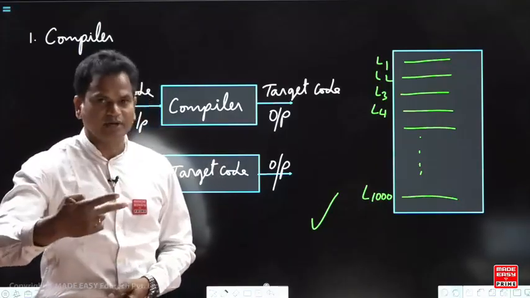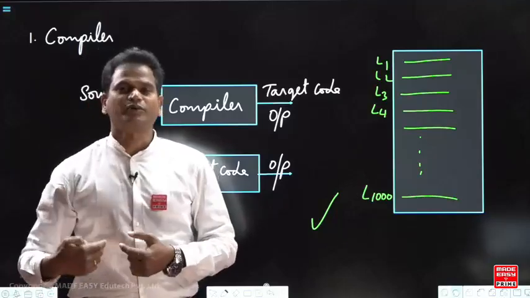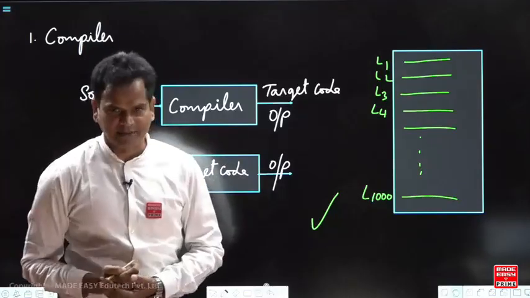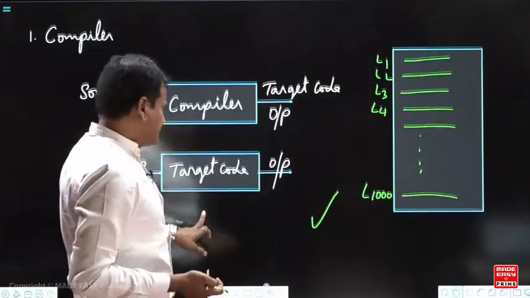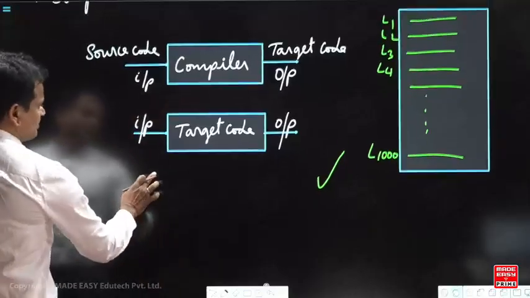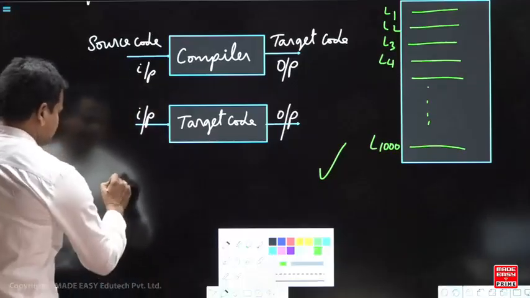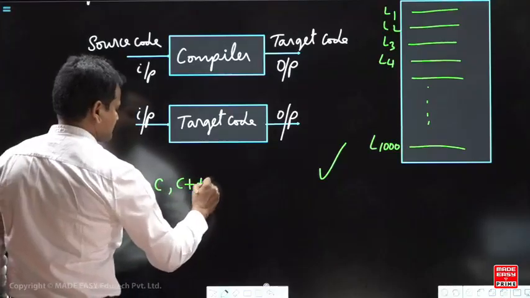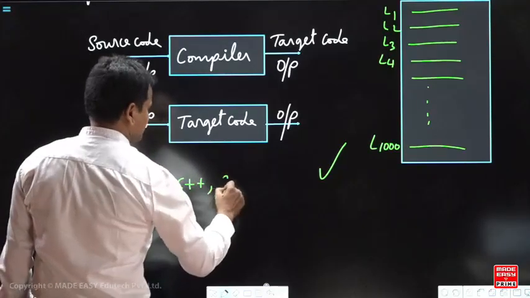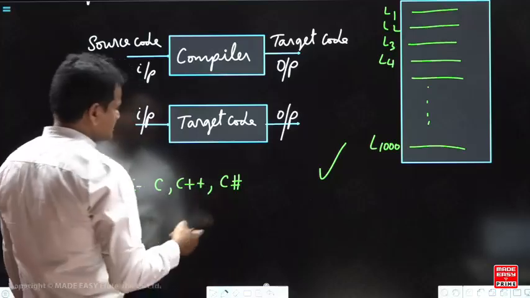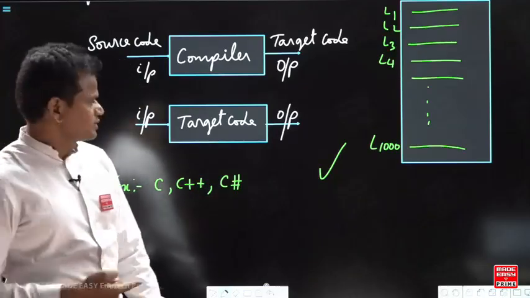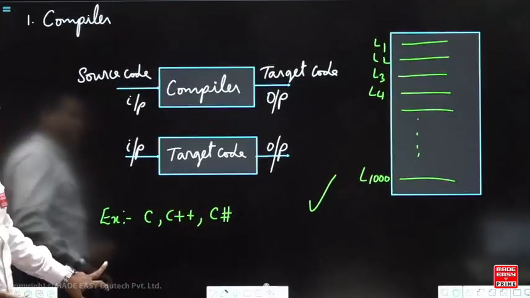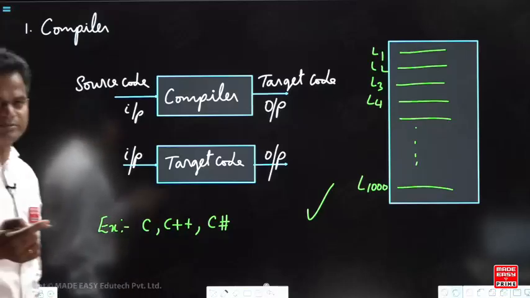This point you just hold on. You will understand it more easily when I come to the interpreter. Now the examples for compiler are C, C++, and C#. Java is both compiler and interpreter. First take this one. I'll give you some notes. Somebody is asking for the notes.